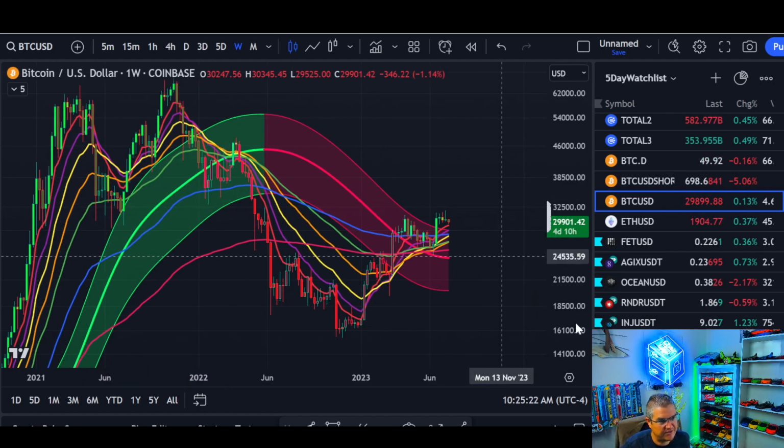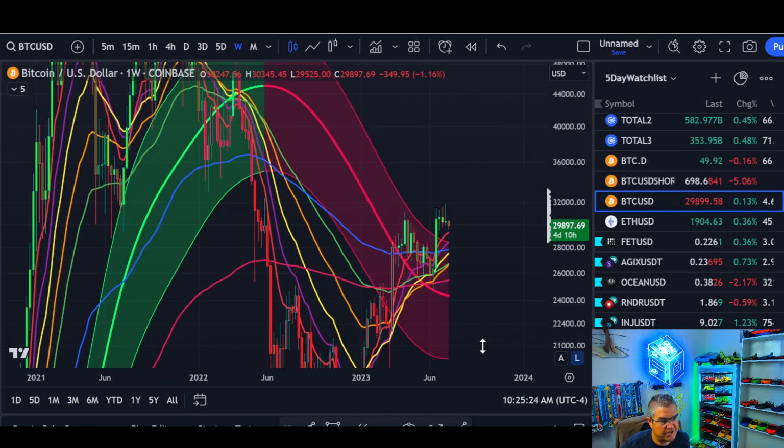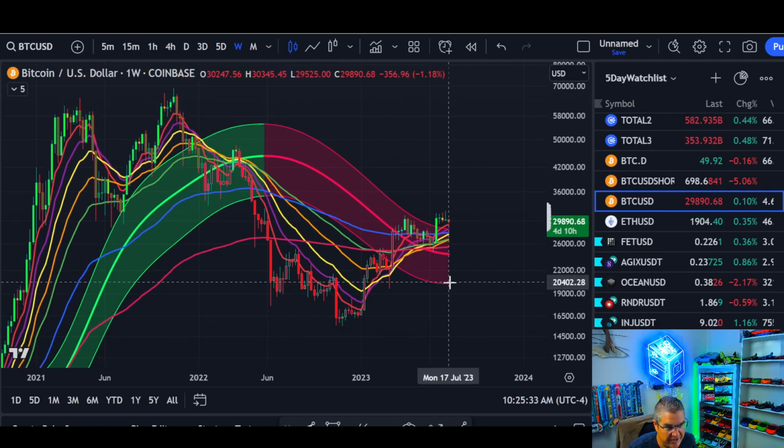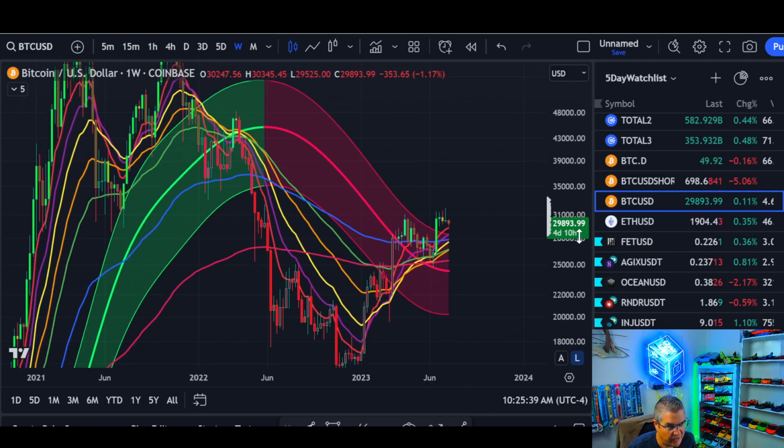So let's remove that and see where we're at now. We're on the verge of turning the Gaussian channel green on the weekly. That would be huge, right? A weekly Gaussian channel is massive, and we could get it in the next close. 4 days, 10 hours from now. So that would be big time bullish, right?